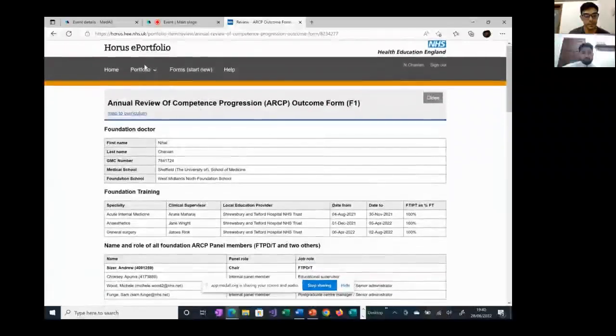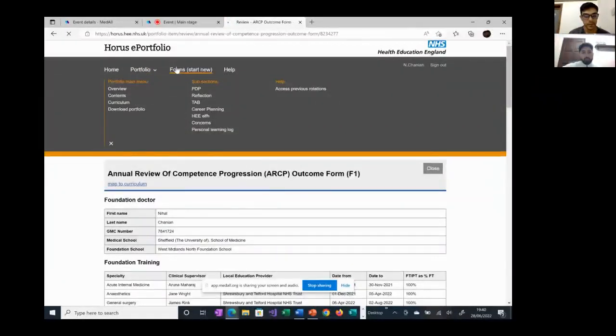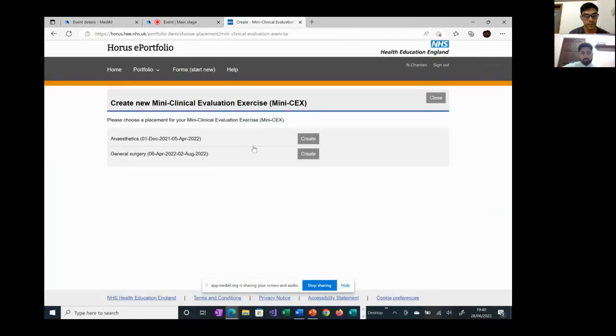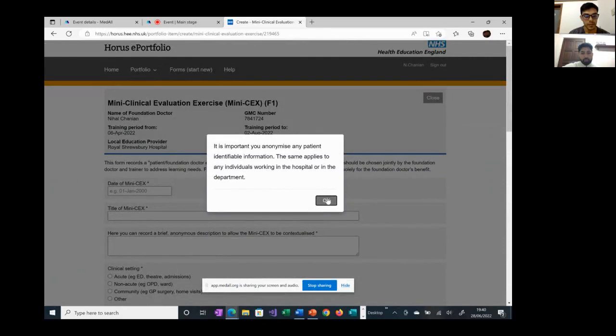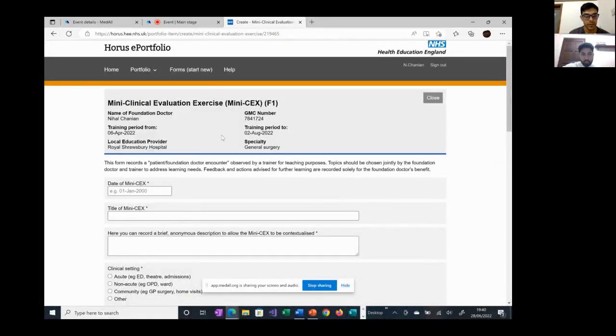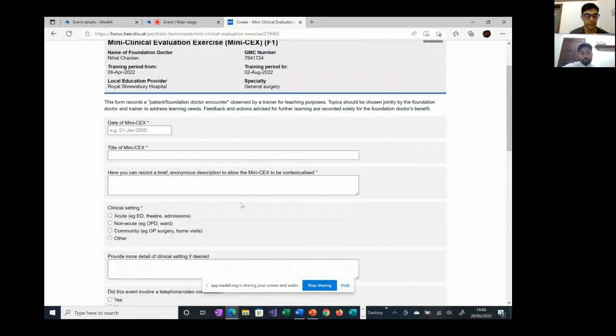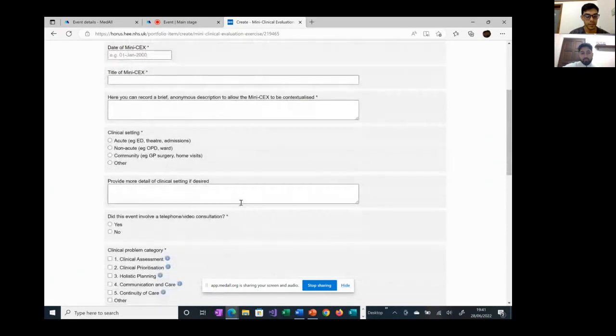Right. I'll start a new form. This is the form section. I'll go on mini KEX, mini clinical examination exercise, and I'll start a new form. So here's what you need to do for a mini KEX. Date, title, provide a brief anonymous description to allow the mini KEX to be contextualized. Describe the setting. So was it in the community? Was it in an acute setting like ED?